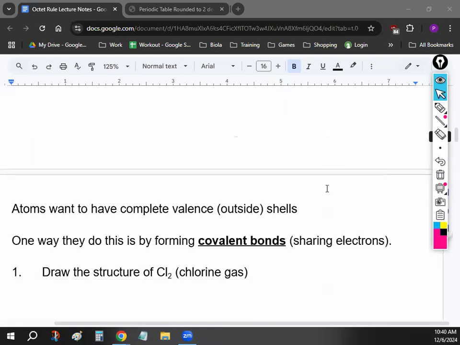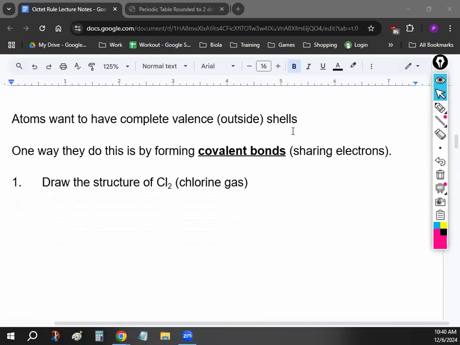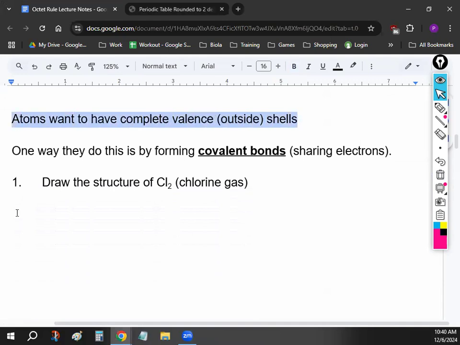All right, so let's talk about what the octet rule is. Now, we talked about how different elements have different valence electrons, right? However, atoms, they don't want to stay the way that they are. They want to complete their valence or their outside shells. And they do this by forming something called a covalent bond. And I want you guys to write down this part that I highlighted. Okay, so atoms will form things called covalent bonds, and they do that by sharing electrons. Okay, so these atoms, they will share electrons with one another. And the reason why is they want their outside shell to be complete. And the way that they complete it is they share electrons with one another so that they can complete one another.